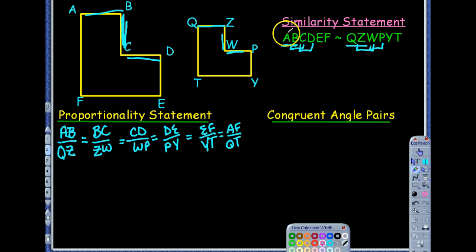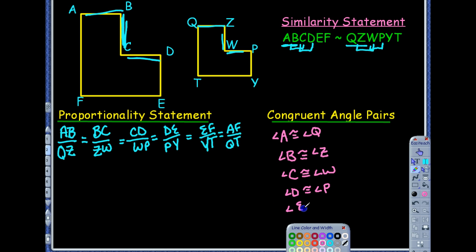All right, now when we list congruent angle pairs, because the sides are proportional but the angles are congruent, again, looking at the order here does matter. So what angles do you see from this that should be congruent? Angle A will be congruent to angle Q. Angle B will be congruent to angle Z. And hopefully you guys get the idea. Angle C is congruent to angle W. Angle D is congruent to angle P. Angle E is congruent to angle Y. And then the last is angle F is congruent to angle T.